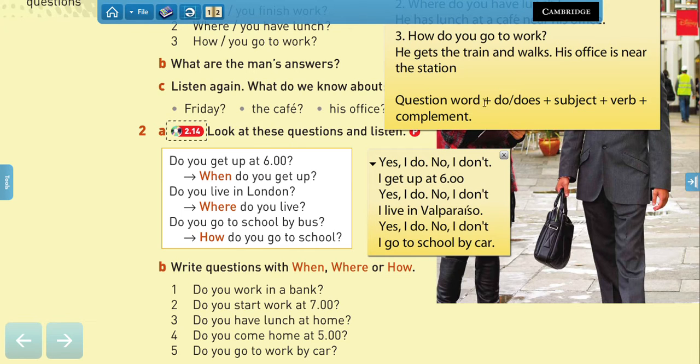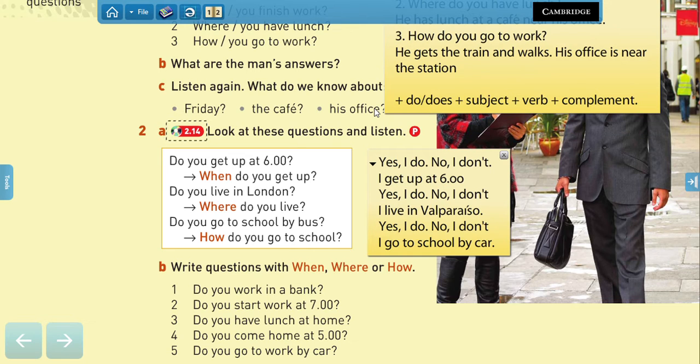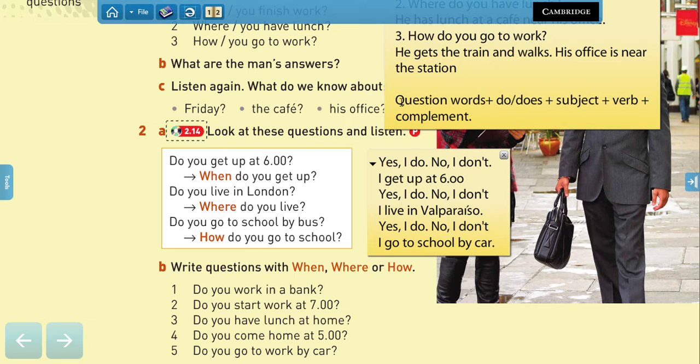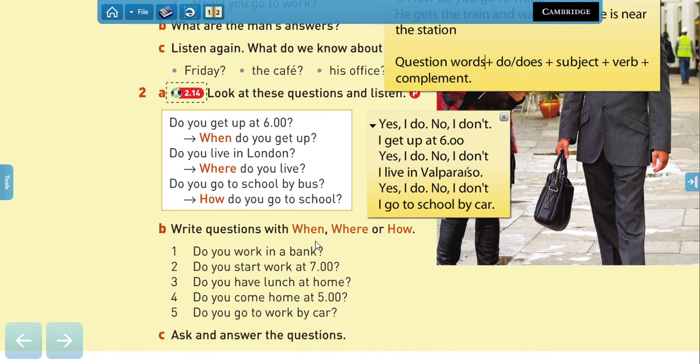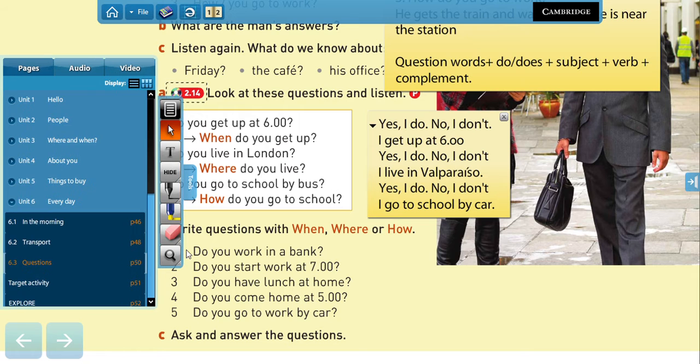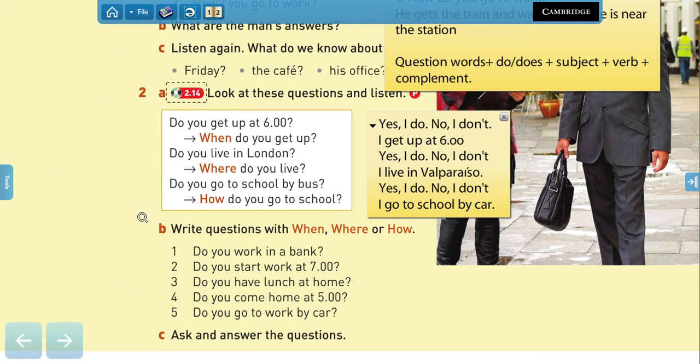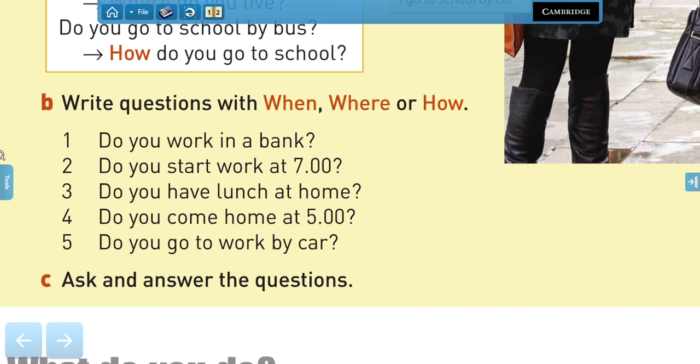Now, question words can be omitted. So in the case of, do you get up at 6? We delete that. Do you get up at 6? Do you live in London? Right? So we can omit question words, but the order is always going to be the same, right? So of course we use when to talk about time, where to talk about places, and how to talk about the way in which you do certain things, right?